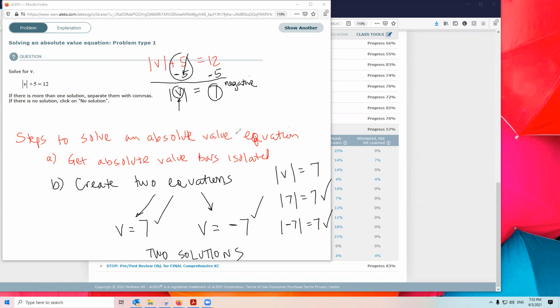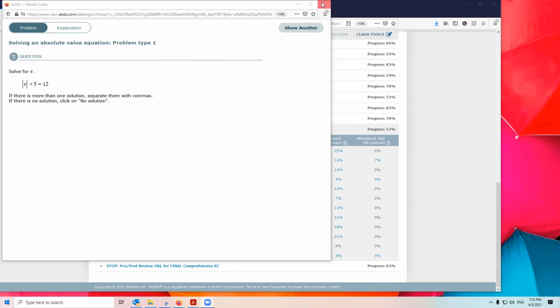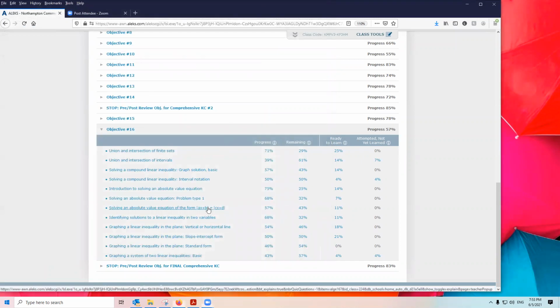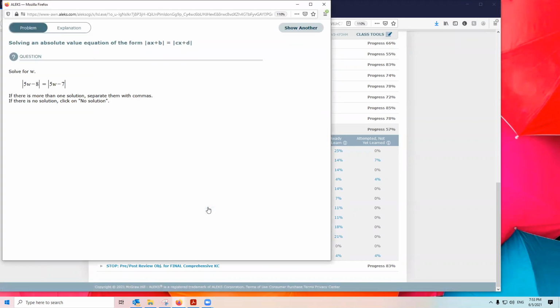All right, well, let's do a little bit of a more complicated absolute value equation. All right, let's take a look at this one. Now, this one is one absolute value equal to another.